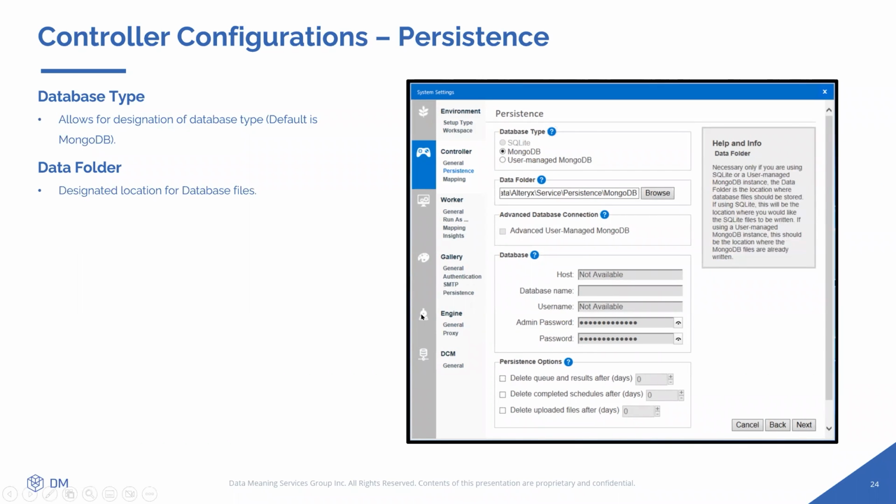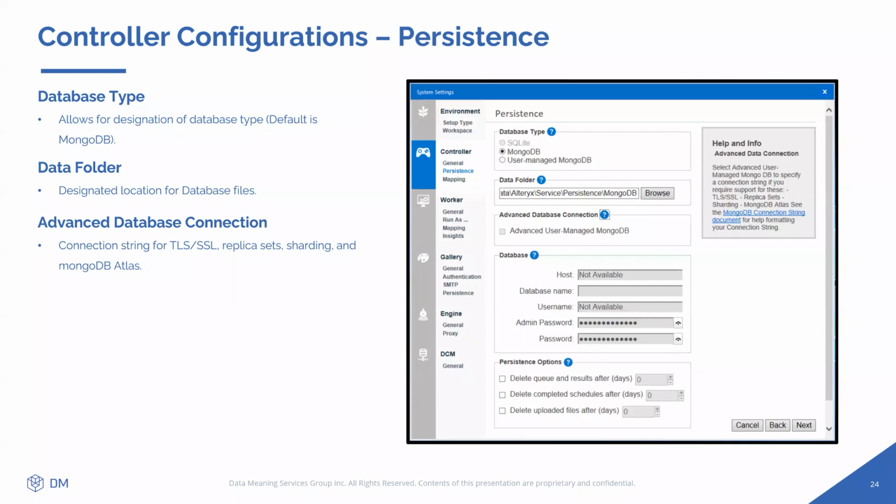Moving on, data folder. This is where the database files are going to be stored, both if you choose SQLite or embedded MongoDB. And if it is user managed, then this will be disabled as it is configured in your MongoDB instance. Choosing the advanced database connection will allow you to use advanced connection strings to connect to MongoDB, such as for TLS, SSL, replica sets, sharding, and MongoDB Atlas.